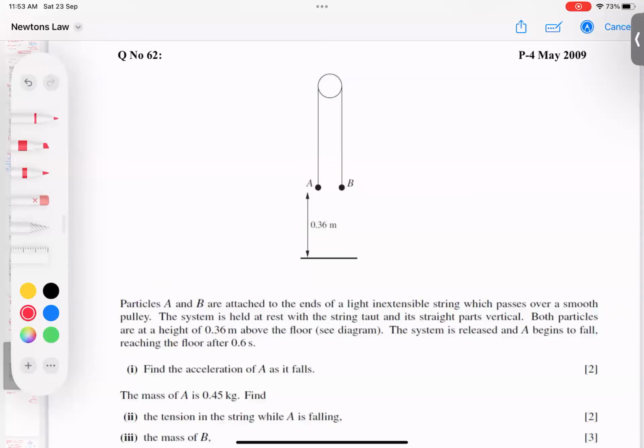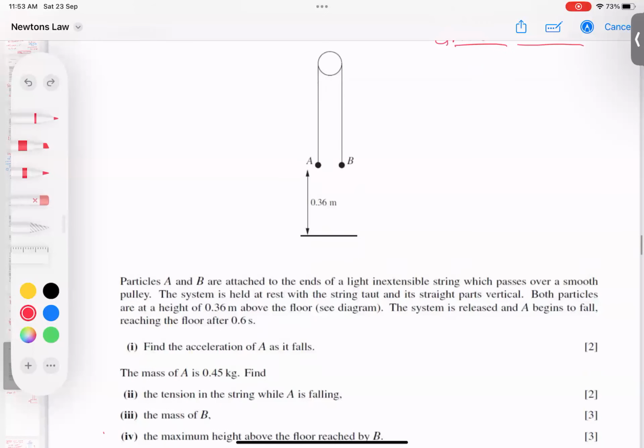Rahim. This is a question of June 2009, and the question number is number six in the paper. In this worksheet, we have a question with masses A and B.